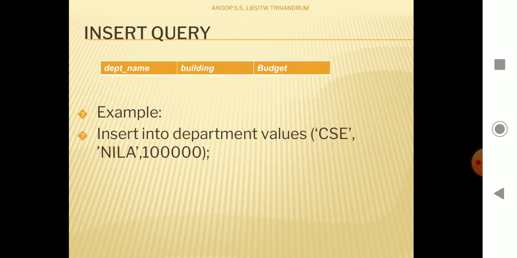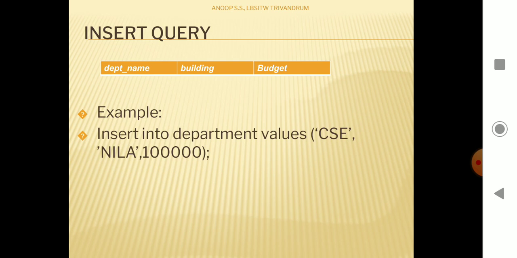Example: if we have a table department like this, with 3 attributes: department name, building and budget, I am writing an example query to insert a value or a tuple into this table. We can write the insert query as INSERT INTO department, where department is the table name, VALUES in brackets 'CSE', 'Nila', 1 lakh. Here CSE is the value of the department name attribute, Nila is the value of the building attribute, and 1 lakh is the value of the budget attribute.